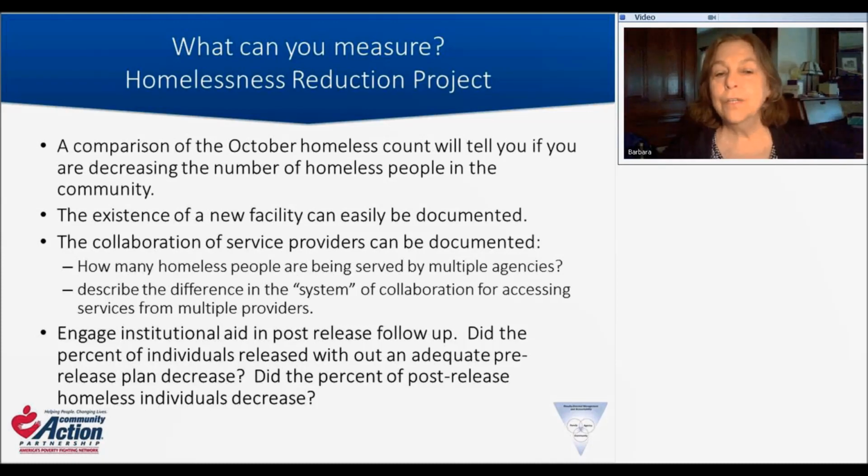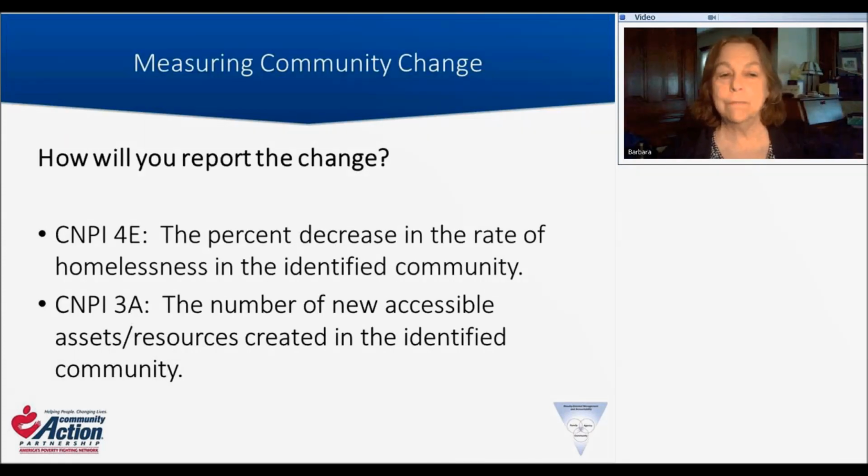The existence of a new facility can easily be documented, as can the collaboration of service providers. We can count how many homeless people are now being served by multiple providers, as opposed to what there were when we started our project. We can actually describe in a narrative the difference in the system of collaboration, and that would be a way to measure the change. And then we could also engage institutional aid in this post-release follow-up. That would take some collaboration directly with institutions, but if we were able to do that, we could identify how many actually had post-release plans.